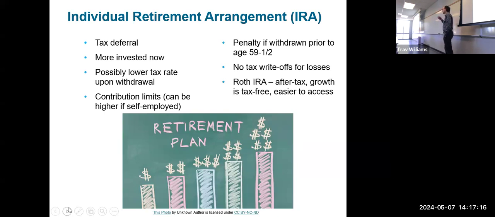If you lose money on an investment that's not in an IRA or any other retirement account, then you might be able to claim that as a tax deduction. So that's your traditional IRA. A lot of investors, though, prefer the Roth. I'll get to that in a second.